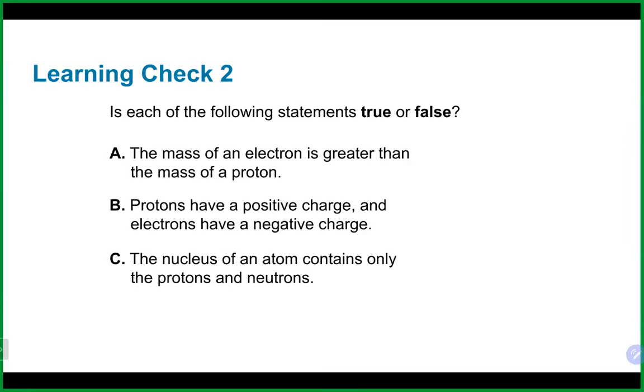In each of the true or false, the mass of an electron is greater than the mass of a proton. That is false, right? It is actually the lightest of all those. Protons have a positive charge, electrons have a negative charge. True. The nucleus of the atom contains only protons and neutrons. That is true.